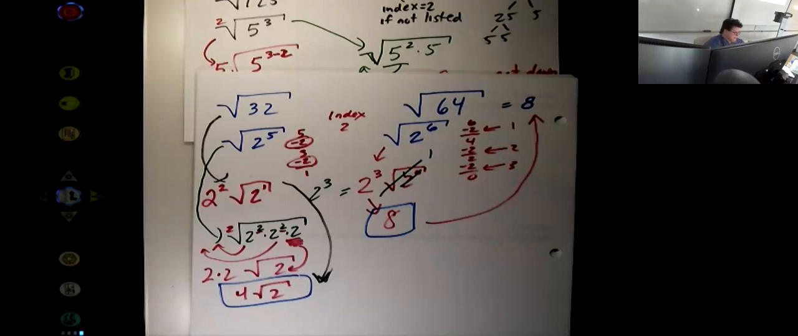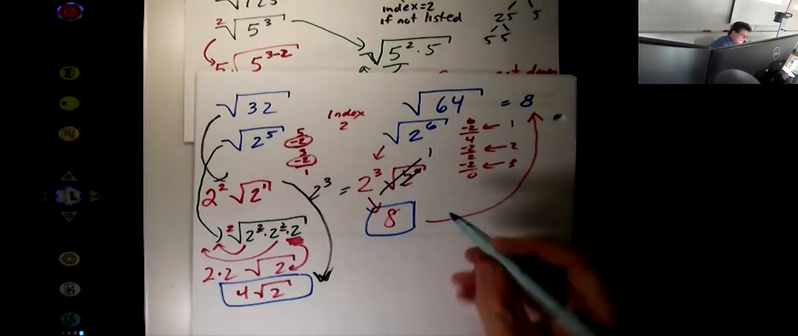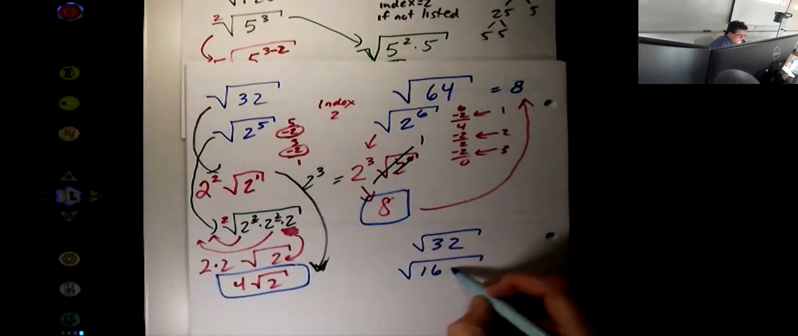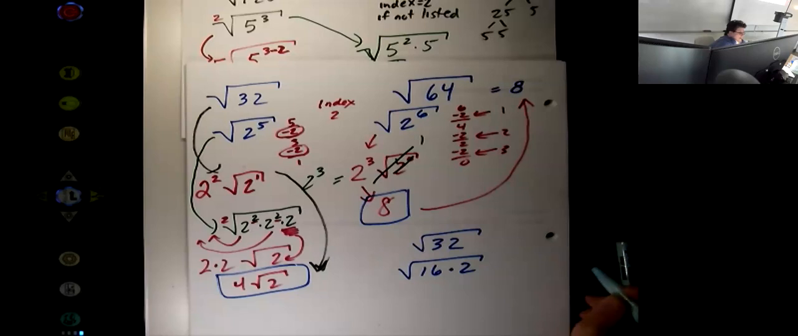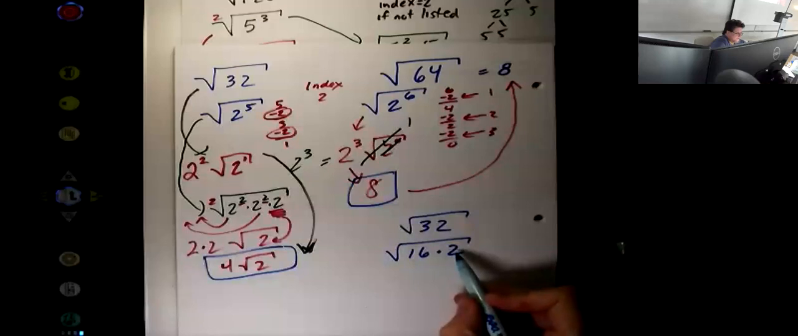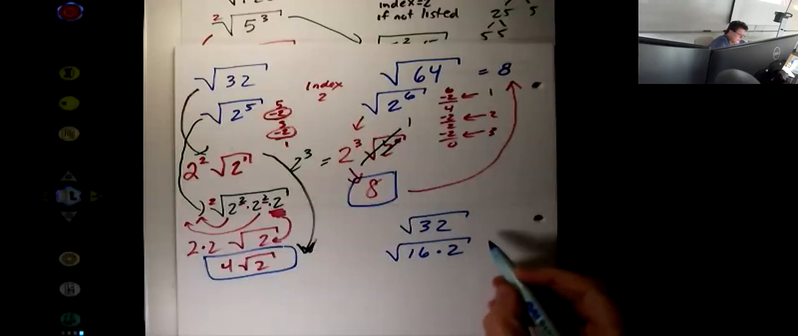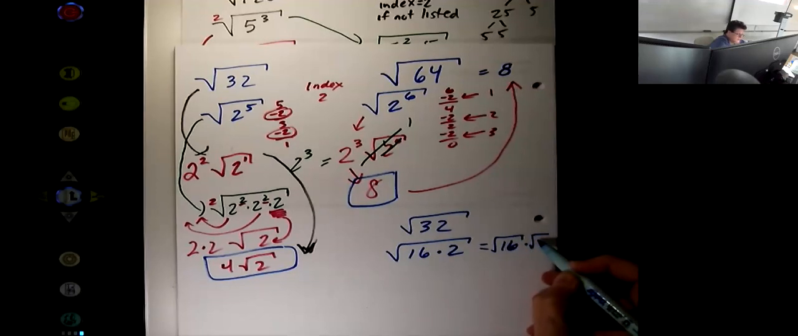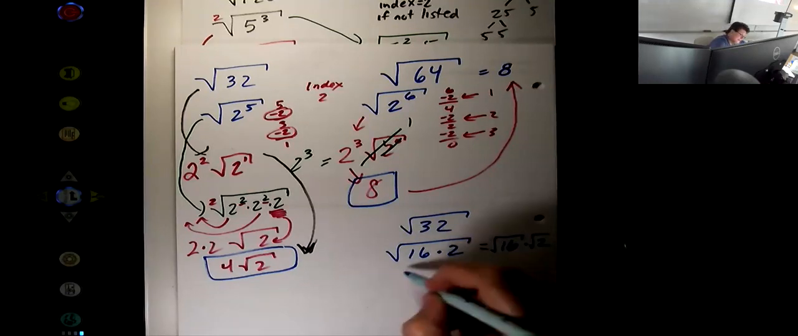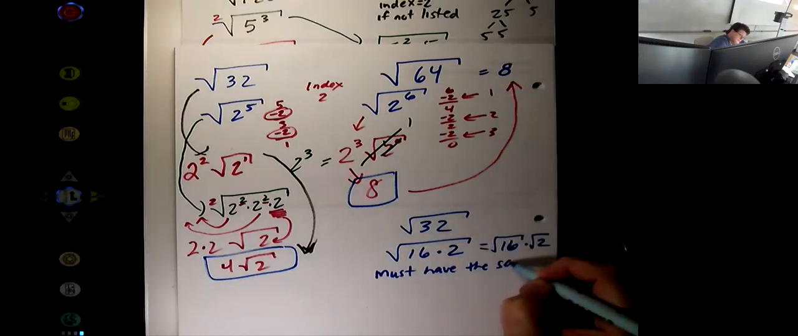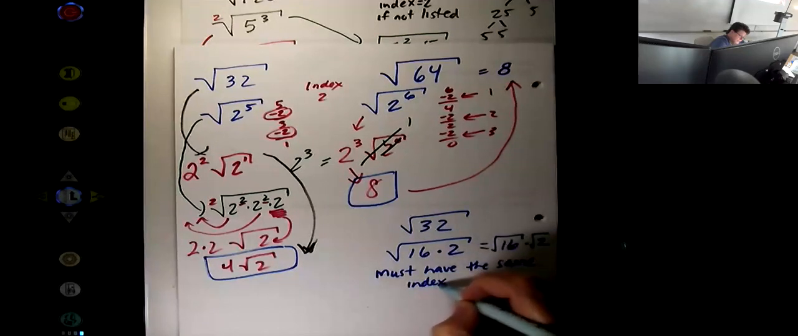Another way you might like doing this, look at that 32. Square root of 32 is square root of 16 times 2. We haven't covered this property of the radicals yet, but we're doing it today. When you have two radicals multiplied together, make one radical. Or you can break up one radical into two radicals multiplied. So two radicals multiplied together have to have the same index to do this.